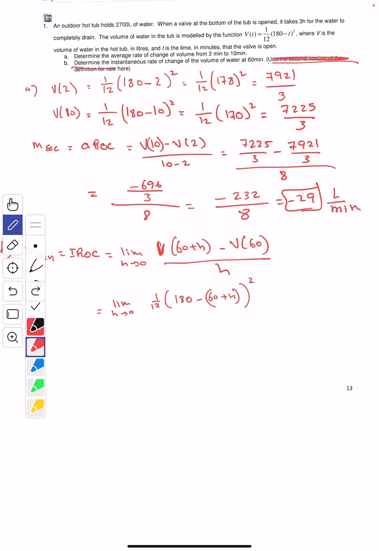All right, and then so that's 1/12, (180 minus 60 plus h) squared. And then for the second one, I'm going to replace t with 60, that's going to be 1/12 and then (180 minus 60) squared. And that's all divided by h.